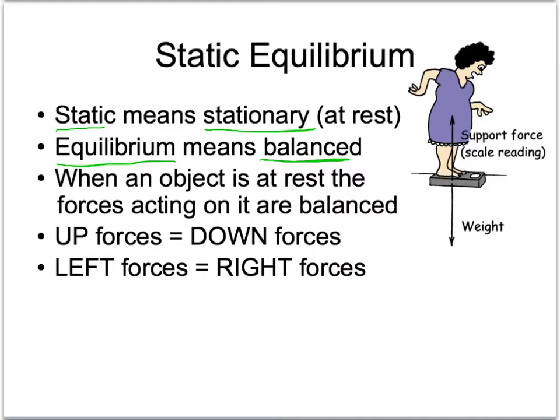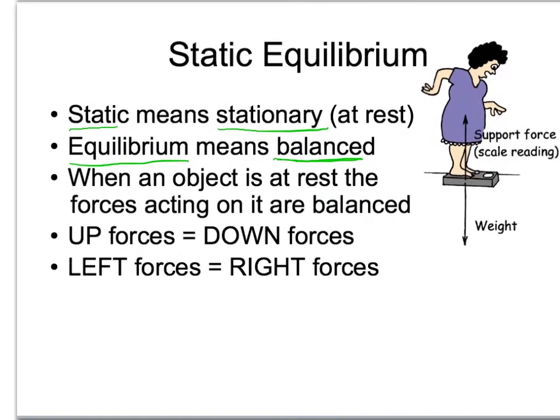So if we look at the next bullet point, when an object is at rest, the forces on it are balanced. And as we learned 2 days ago, we can also add to that statement that when an object moves at constant velocity, the forces on it are balanced. But because we're talking about static equilibrium, we're talking about objects at rest. So when an object is at rest, the forces acting on it are balanced.